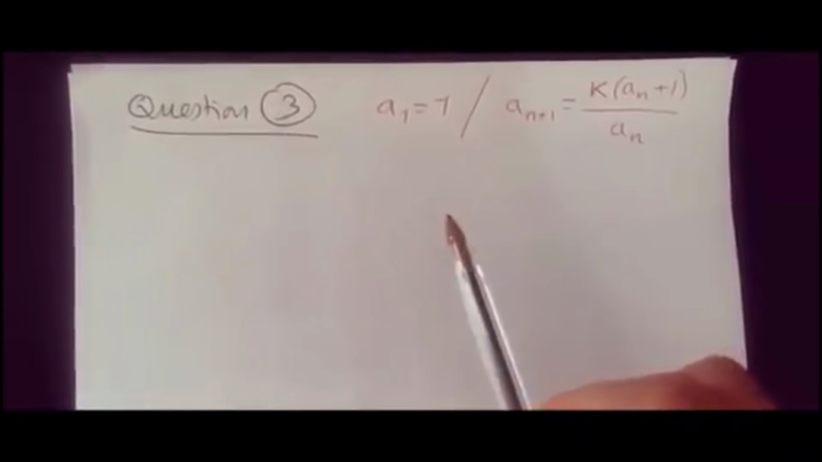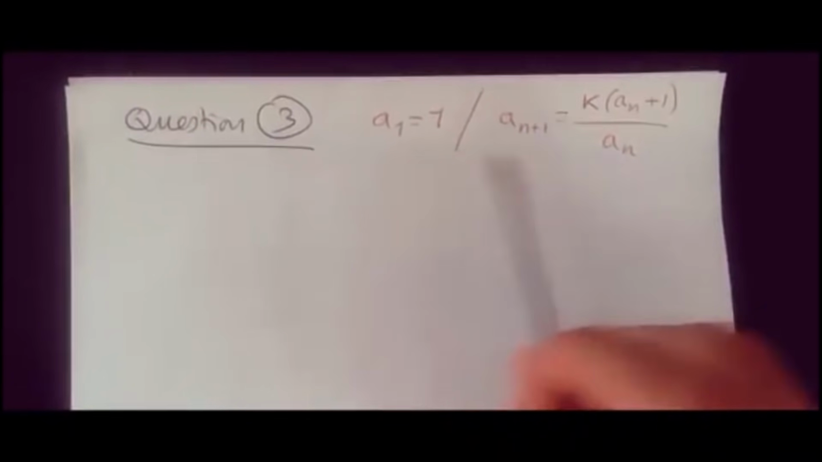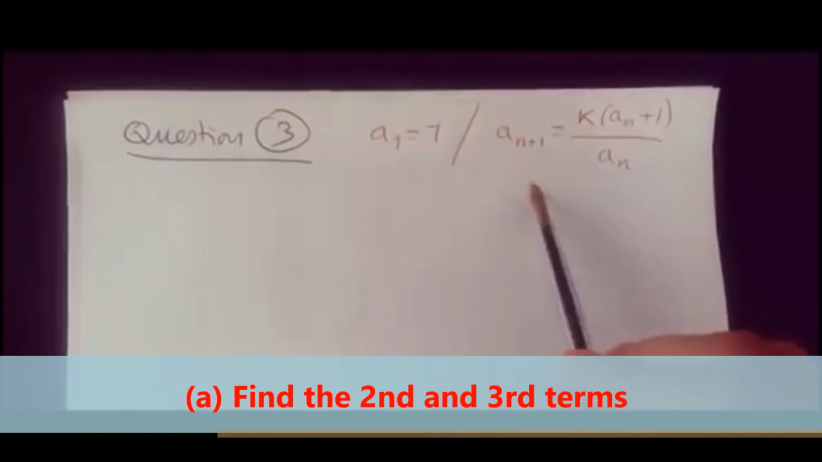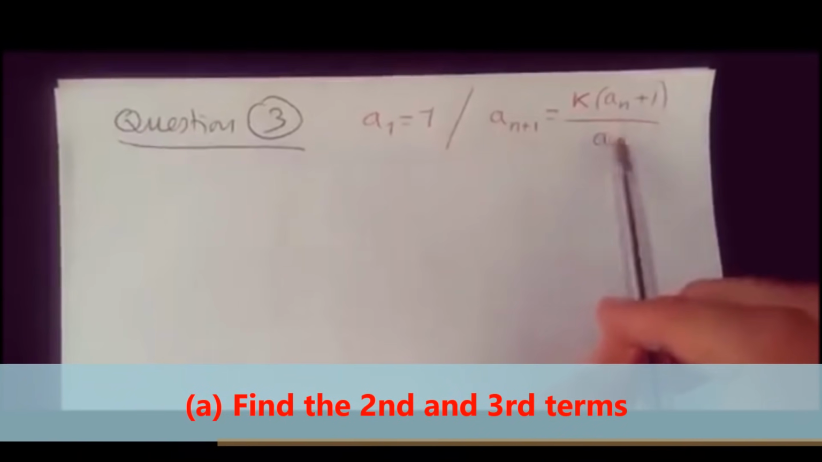So this is just a simple case of recurring relationship. So this is sequences in series. Here they told you that a1 equals 1, and then you're given the relationship for a(n+1) in terms of a(n). Now for part A, they tell us to find the value of a2 and a3. Now let's have a crack.